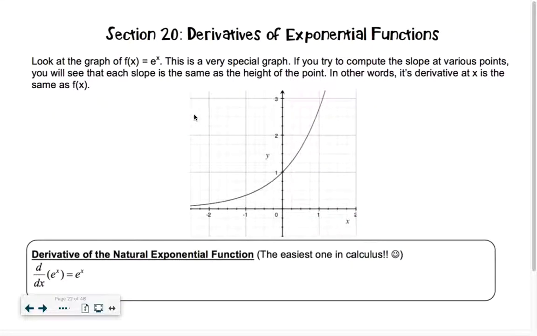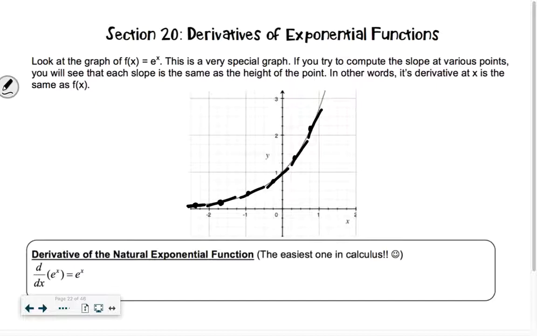Right, so section 20 is on the derivatives of exponential functions. It says, look at a graph of f of x equals e to the x. This is a very special graph. If you try to find the slope at various points, you can see that the slope is not very steep. It gets steeper, it gets steeper, and so on. The slope is never equal to 0, although it does get pretty close to 0 over here, right?